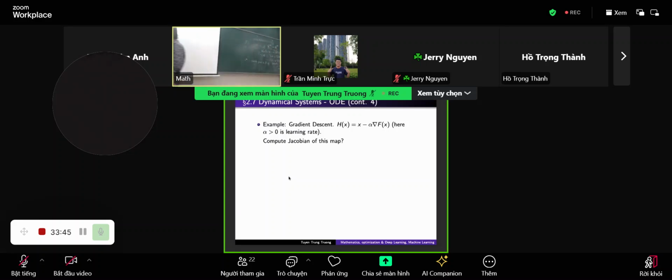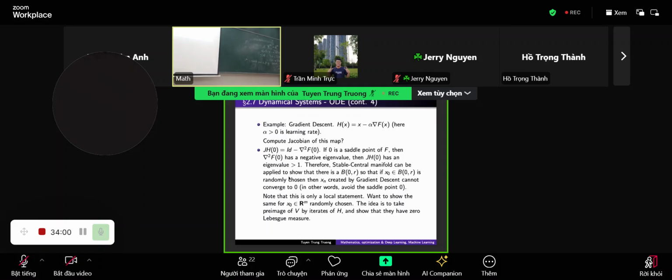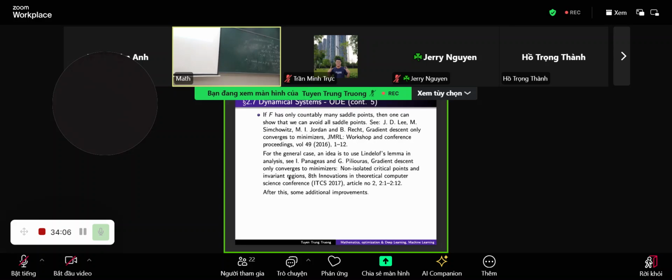And then in this situation you can apply the stable center manifold theorem and you can prove that this gradient descent avoids the starting point. So this is the proof. And actually it's simple, but yeah, it's in this paper.